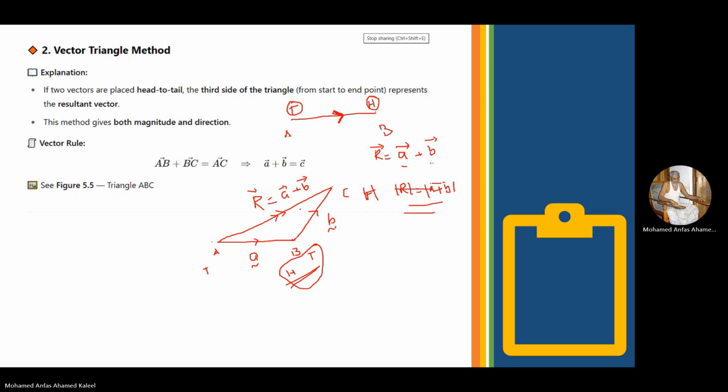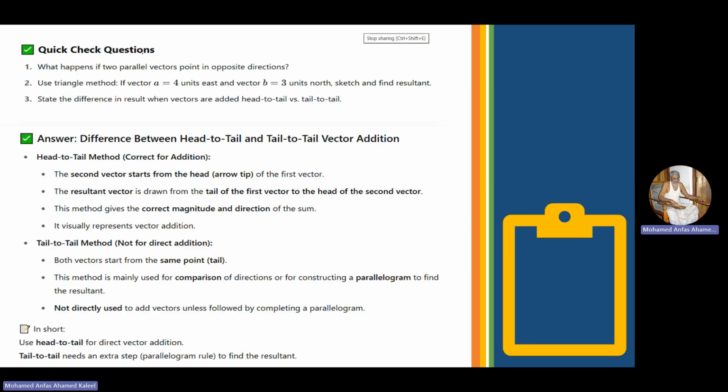Come to a quick check question. What happens if two parallel vectors point in opposite directions? In that case we have to use the sign convention: if you take this direction as positive, we have to consider the opposite direction as negative.